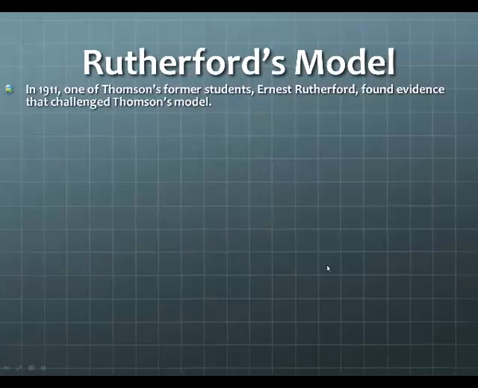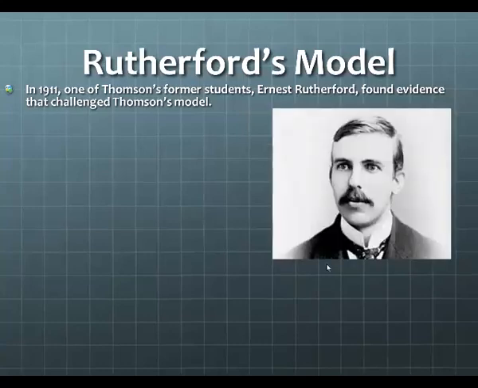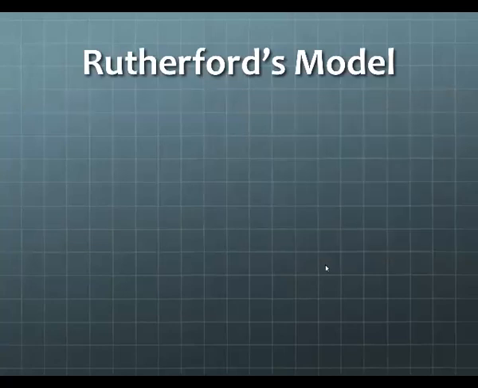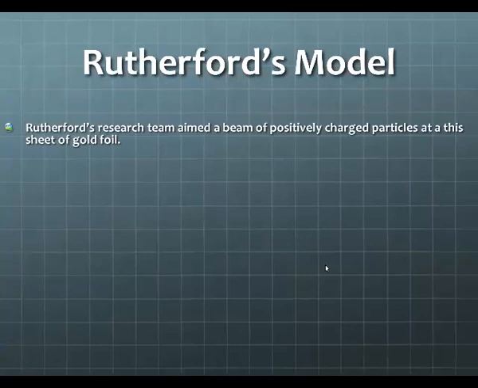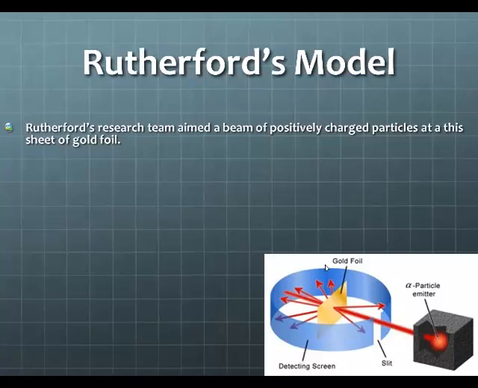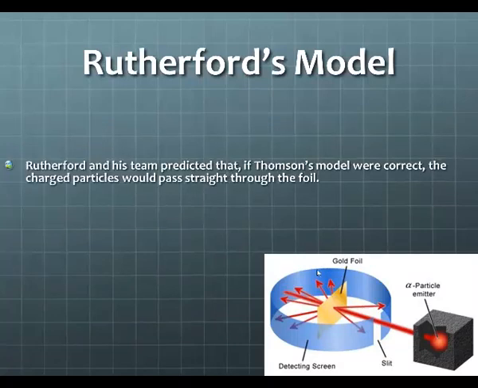In 1911, one of Thomson's former students, Ernest Rutherford, found evidence that challenged Thomson's model. There's a picture of Ernest Rutherford as a student. Rutherford's research team aimed a beam of positively charged particles at a sheet of gold foil. So they took a particle emitter, and they shot some positively charged particles at the sheet of gold. He and his team predicted that if Thomson's model were correct, the charged particles would pass straight through the foil. He thought it would just shoot right straight through.